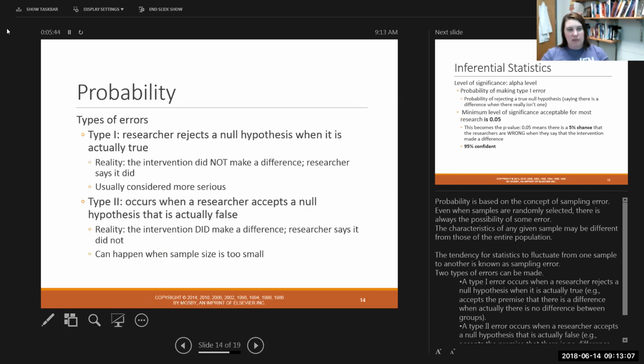Within probability, there are types of errors that we might run into. Again, these are concepts that are kind of above what we are trying to look at here in this research class, but we will go over these for what they're worth. So we have type 1, where a researcher rejects the null hypothesis when it's actually true. The reality is that the intervention did not make a difference, but the researcher says that it does. A type 2 error occurs when the researcher accepts a null hypothesis that's actually false. So in reality, the intervention did make a difference, but the researcher says that it didn't. This can happen when a sample size is too small.